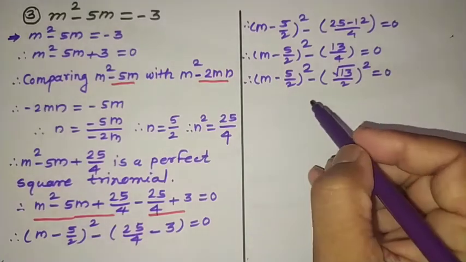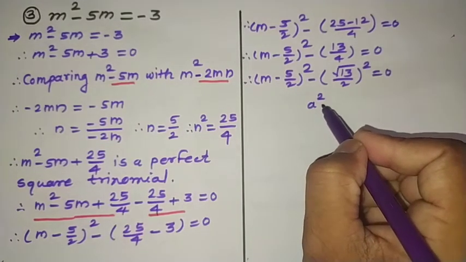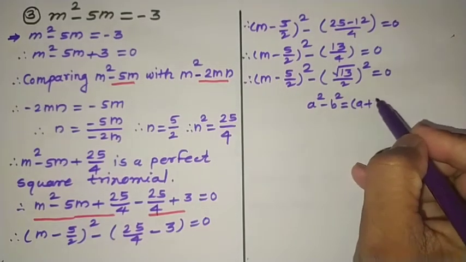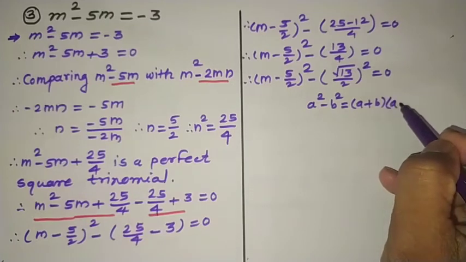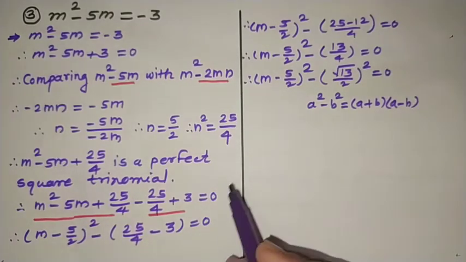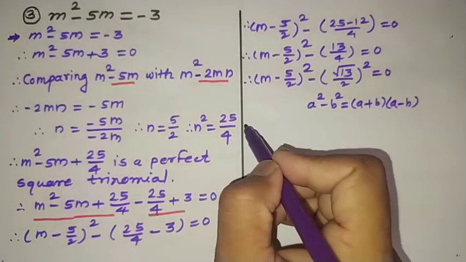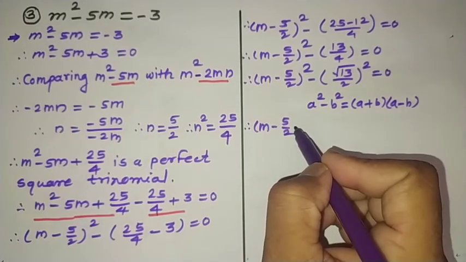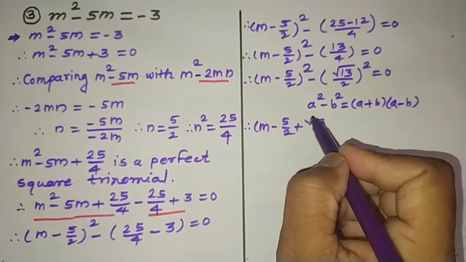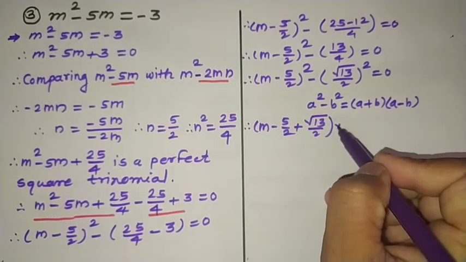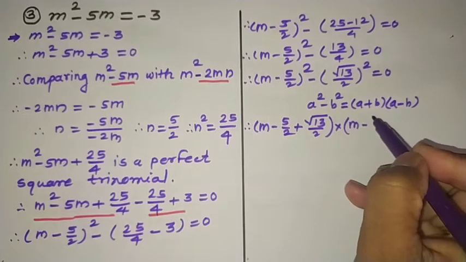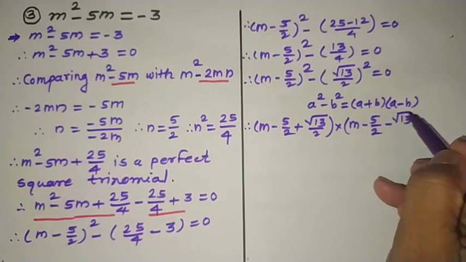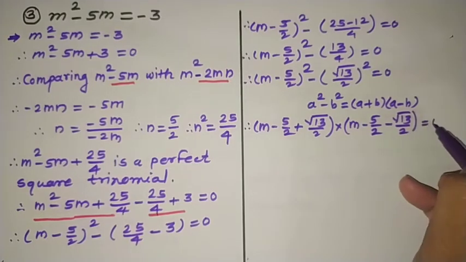These two terms are written using the expansion formula for the difference of two squares. The first bracket is an addition and the second bracket is a subtraction. Write these two terms in this form: (m minus 5/2 plus root 13/2) and the second bracket (m minus 5/2 minus root 13/2) is equal to 0.